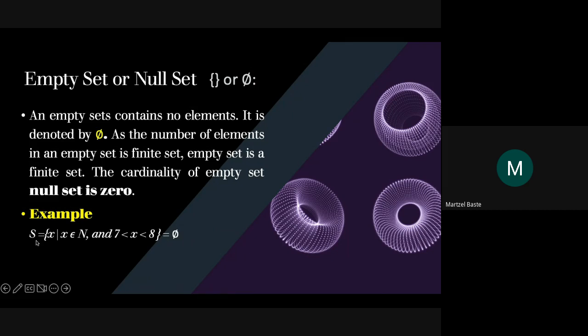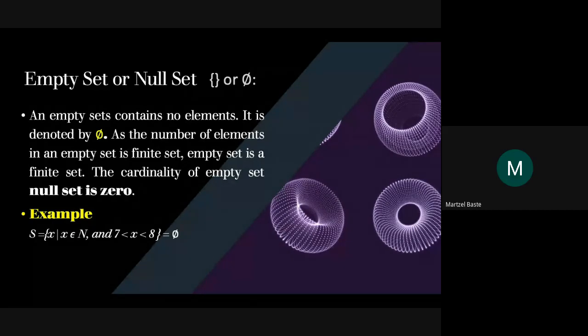For example, S is a set wherein any element X is an element of the natural numbers N, and the numbers should be greater than 7 but less than 8. Or shall I say 7 is less than X and X is less than 8. Since there is no number greater than 7 but less than 8, we can say that this set is an empty set, because there is no such number between 7 and 8. Clear?